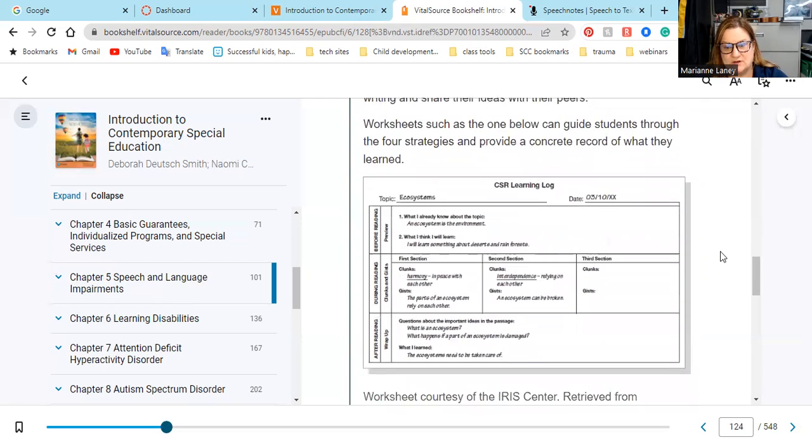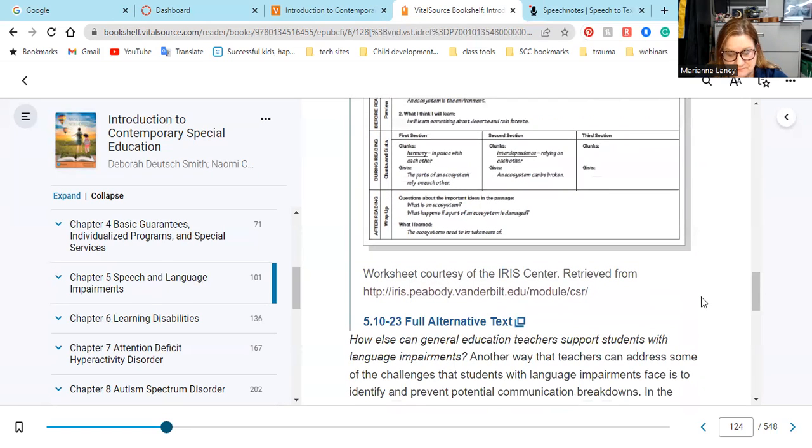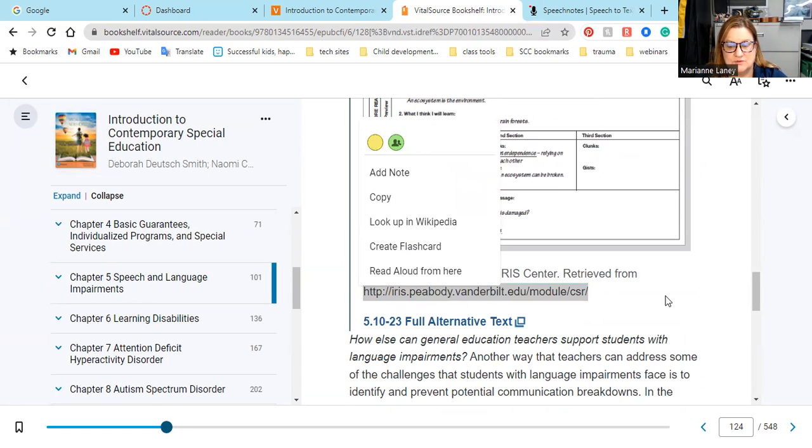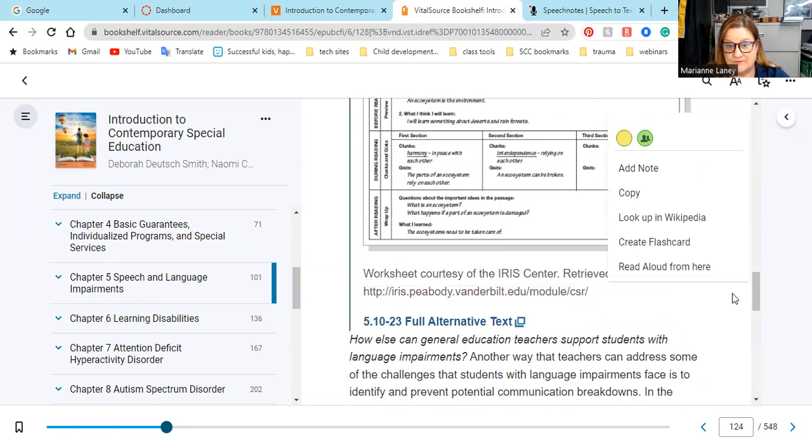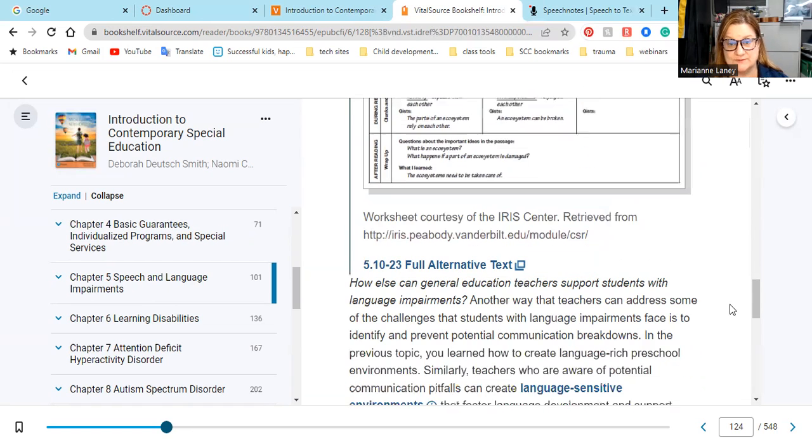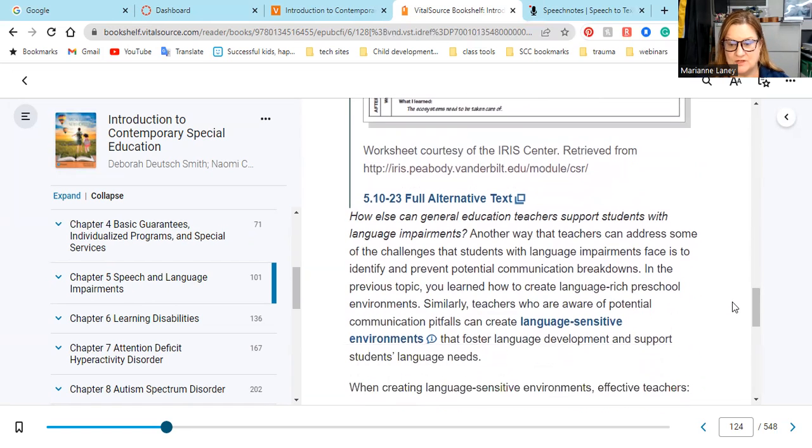And then again, this is what a CSR learning log does. But now, guess what? If you work in a school, they're going to use different tools. So I don't really test on CSR, but again, these modules are fantastic. These IRIS modules from Peabody, Vanderbilt, very, very good. If they have a whole school for special education, full alternative text. Sometimes kids need bigger words, or they need half pictures, half words.